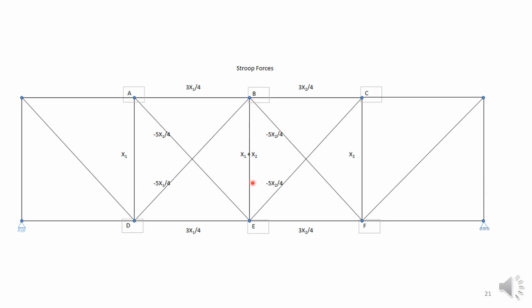Now for this member BE, you have superposition here. The forces add up here. So the Stroop force in this member is x1 plus x2. And then the usual Stroop forces on the right hand Stroop, B, C, E, F.